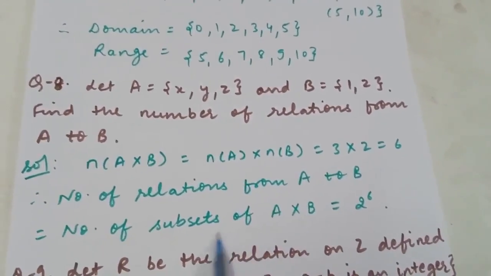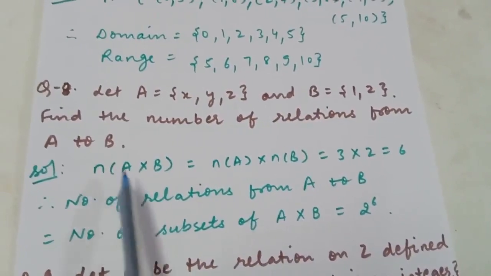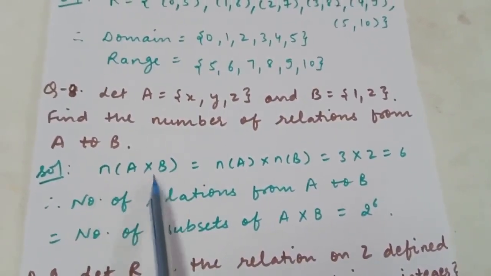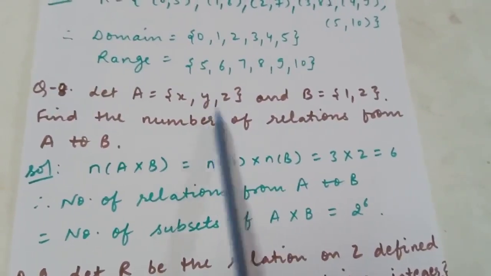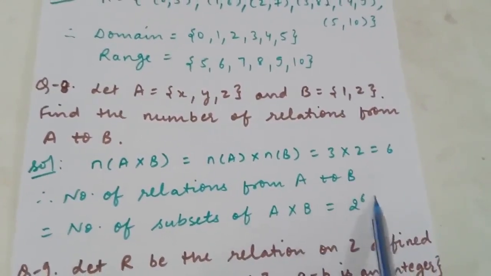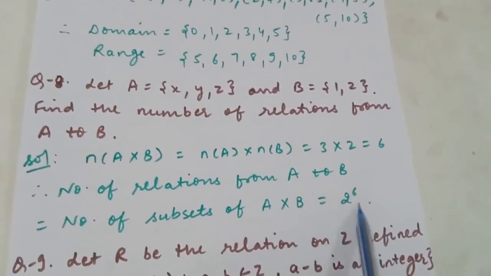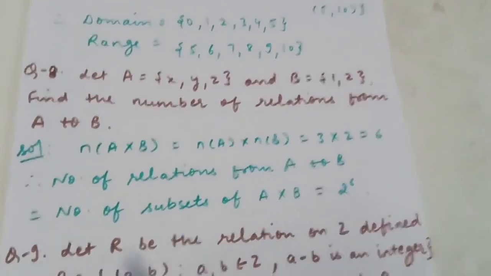So to find number of subsets of A cross B, we will find number of elements in A cross B. So number of elements in A cross B is number of elements in A into number of elements in B, which is 3 into 2, 6. So number of subsets will be 2 raised to the power 6. Clear? So 2 raised to the power 6 relations are there from A to B.